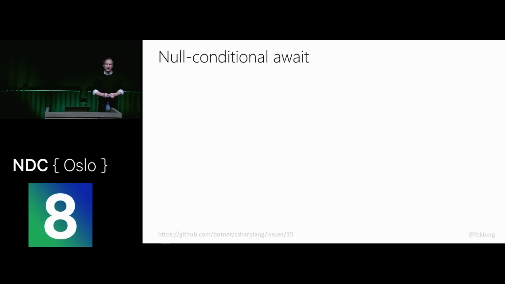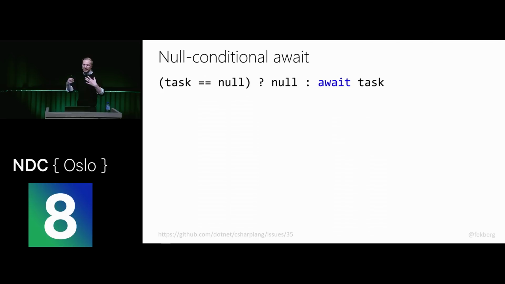Next one is null conditional await. So what about if you want to return something? We want to await the task if it's not null. If it's null, we just return that. We would be able to maybe just reuse the question mark or the bang if it's really not null. Let's not do that. All right.